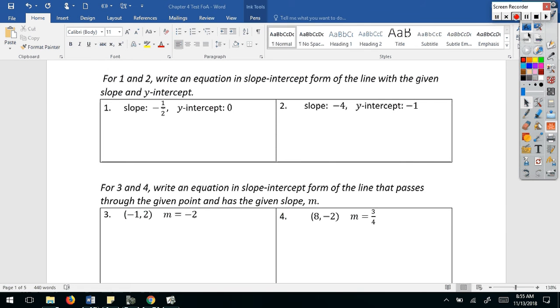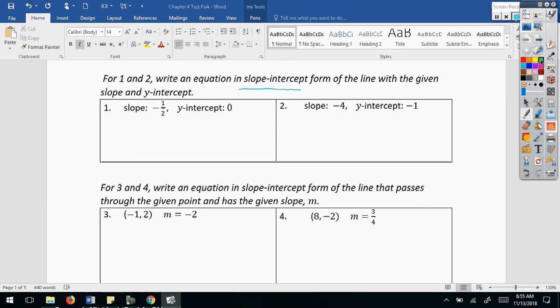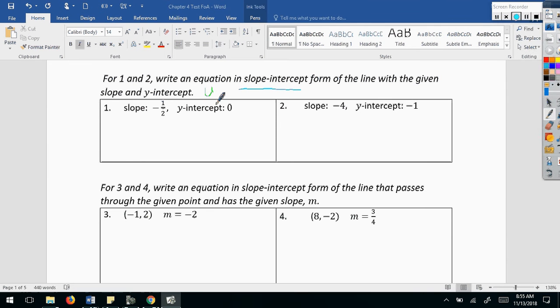Okay, so we are working through the Chapter 4 study guide. And the first ones ask you to write the equation of a line in slope-intercept form. So that's your key. Notice slope-intercept form, right? All right, so slope-intercept form with the given slope and y-intercept. So if we remember, slope-intercept is y equals mx plus b.